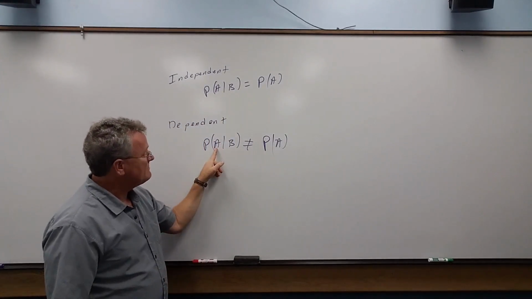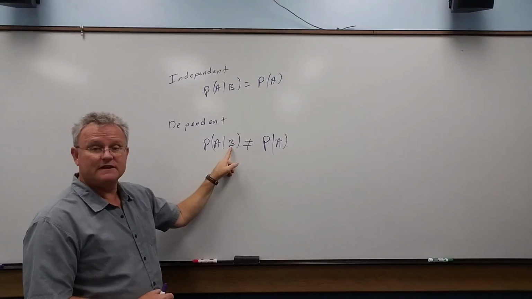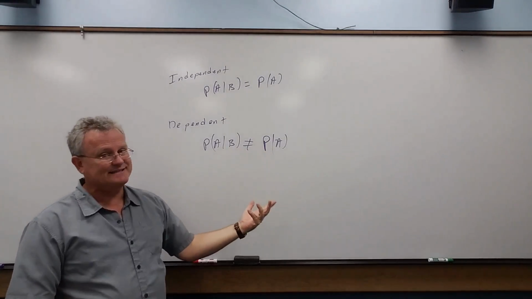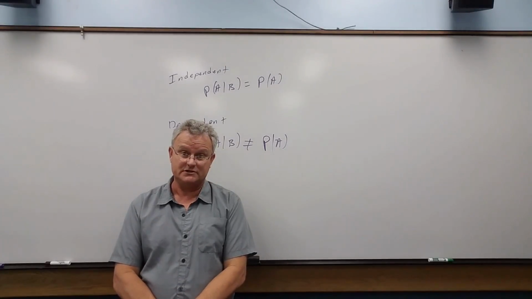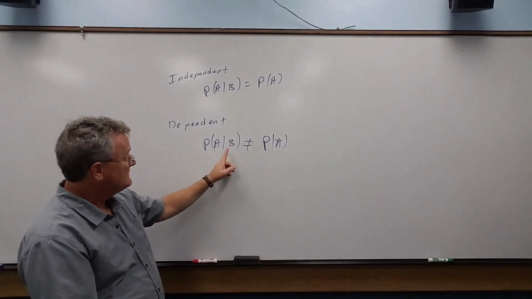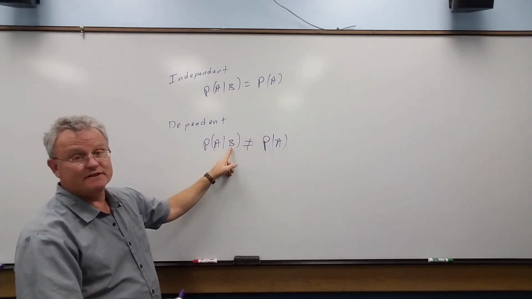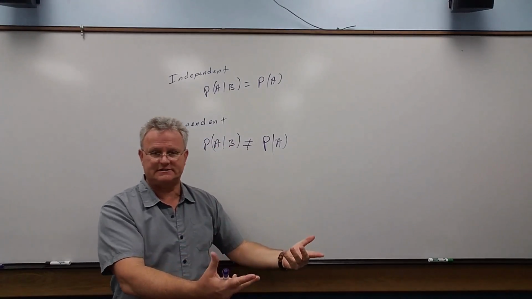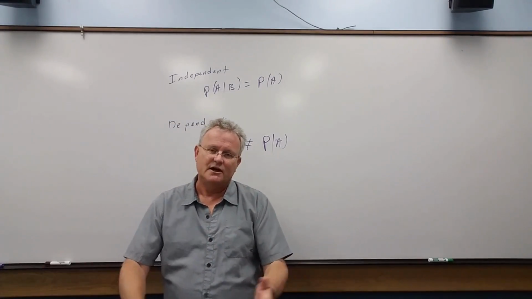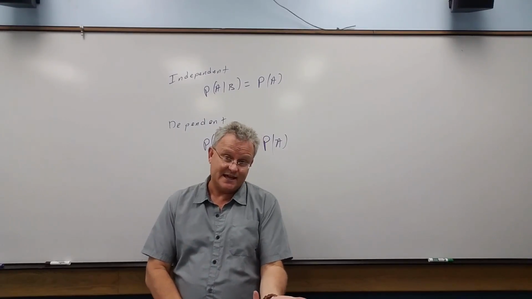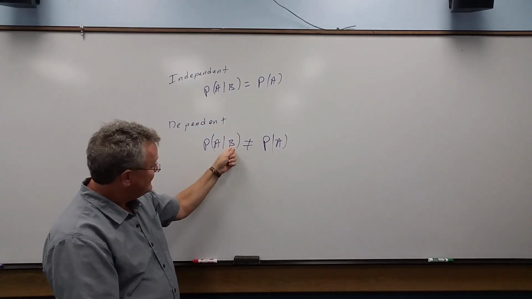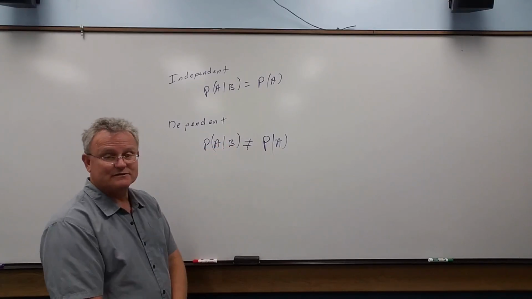If the probability of catching a fish, given that it's sunny out, is not the same as just the average probability of catching a fish, then that means that given that it's sunny out, that affects the probability of catching a fish, the likelihood of catching a fish. If that's the case, then that means this event affects this one.